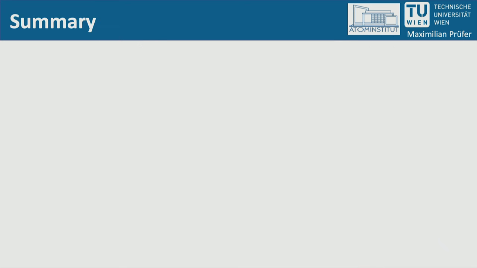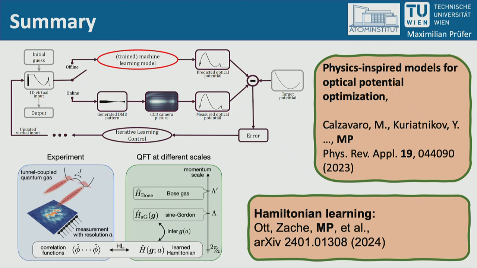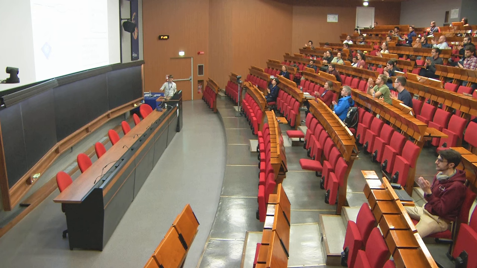Okay, with this, let me summarize. The first learning task I showed you was concerned with how we can create optimal optical potentials with feedback control. That's always not so easy. And the second part was concerned with doing Hamiltonian learning for quantum field theories. And with this, I want to thank you for your attention.